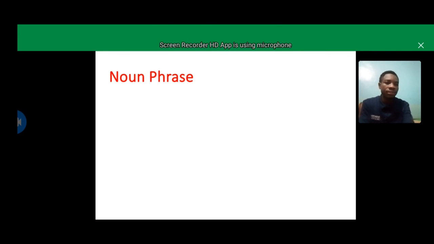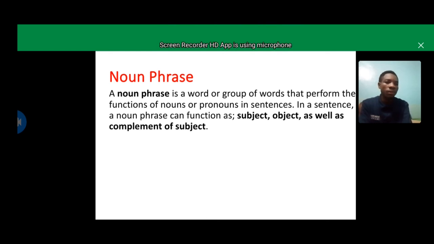Noun phrase. A noun phrase is a word or group of words that perform the functions of nouns or pronouns in a sentence. In a sentence, a noun phrase can function as subject, object, as well as complement of subject.